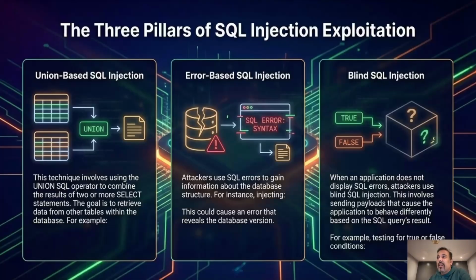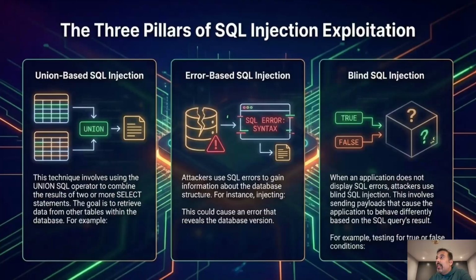It is very tricky to execute, but it is still something that exists. Attackers use a SQL error to gain information about the database structure. For instance, injecting single quotes and double quotes could cause an error that reveals the database version. If you are not using proper exception handling, that's where they get this error message, and they know it's vulnerable to SQL injection.